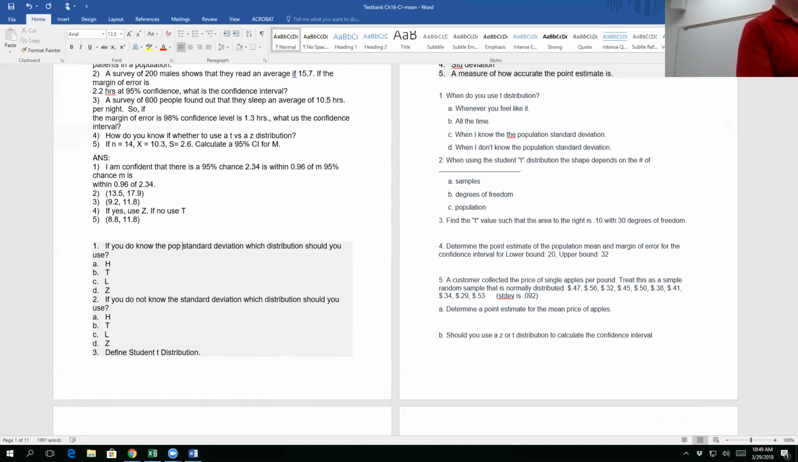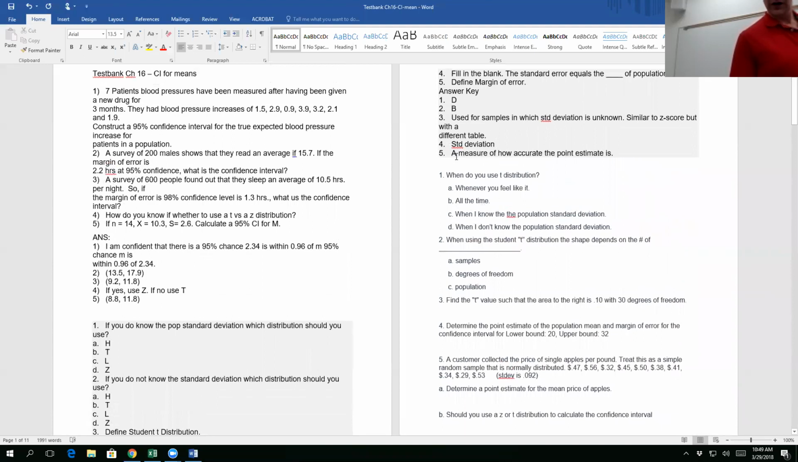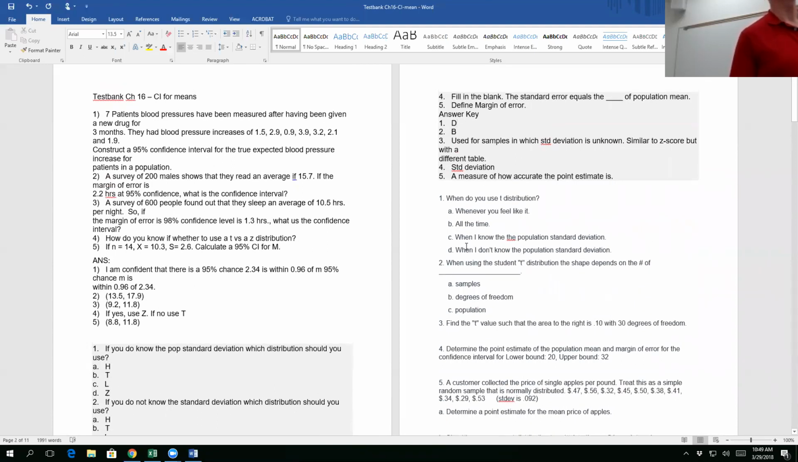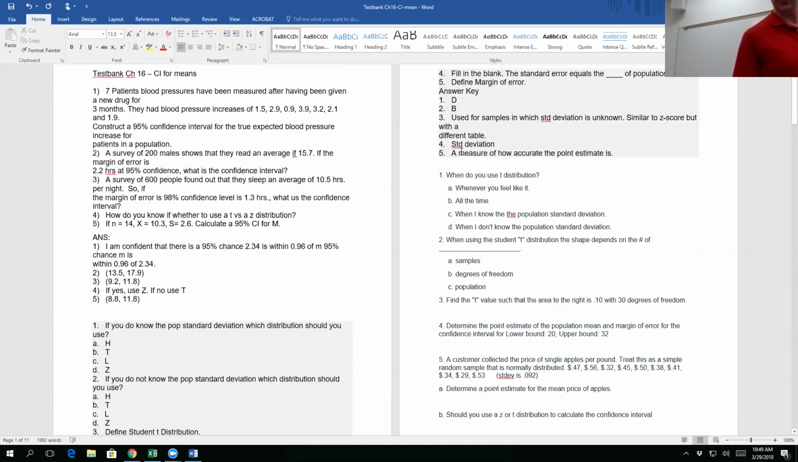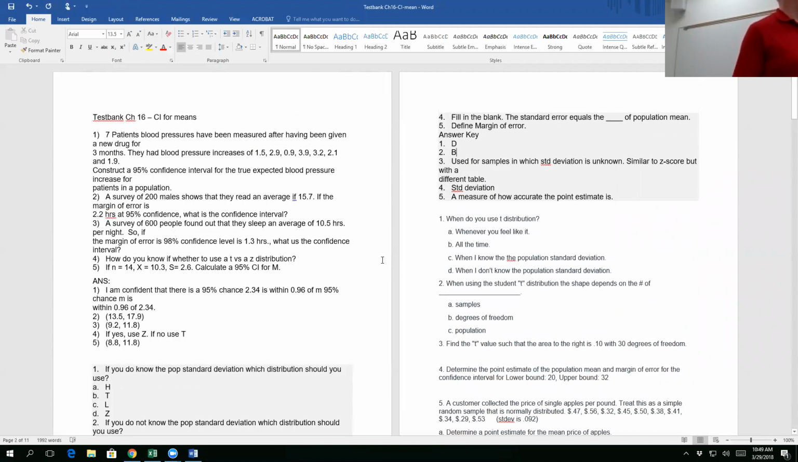Okay. Do you know the population? What's the answer if you know the population standard deviation? It should be Z, which is answer D, and that's the answer they put. If you do not know the population standard deviation, which one should you use? The T, which is answer B, and that's what they picked. Okay? Yes?